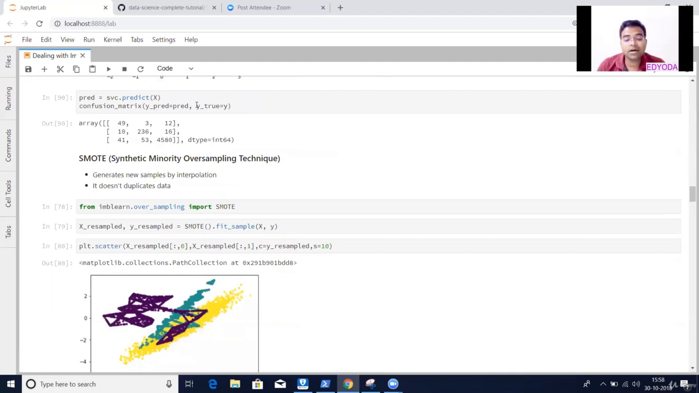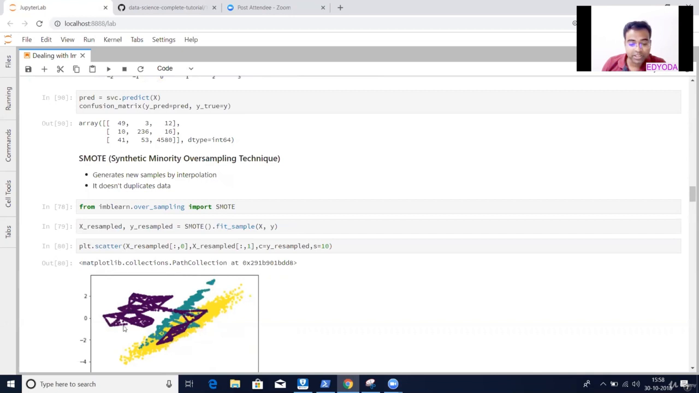Next technique for oversampling is SMOTE, the synthetic minority oversampling technique. Okay, so what we do in this technique is interpolate the data from the existing data. You anyway have to increase the samples of the underrepresented class, so you try to generate some data from it. It will not be duplicate data, it will be generated data. So that's how you import SMOTE, create an instance, fit the sample, and plot it.